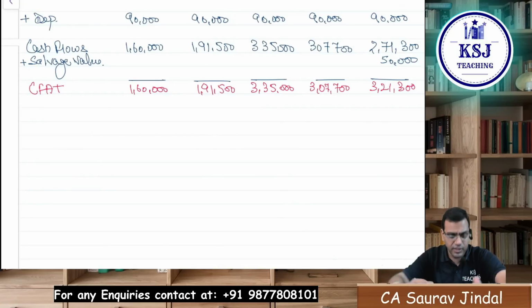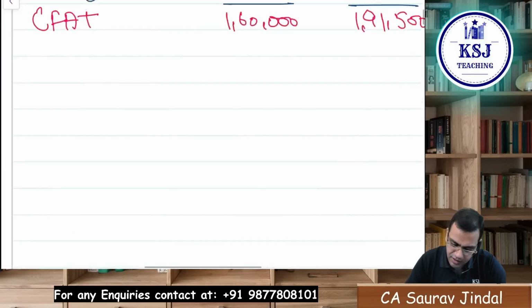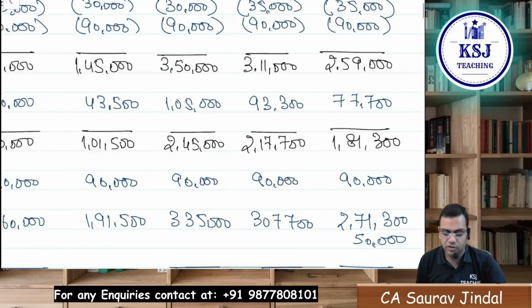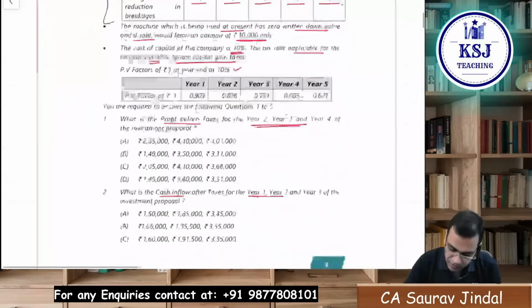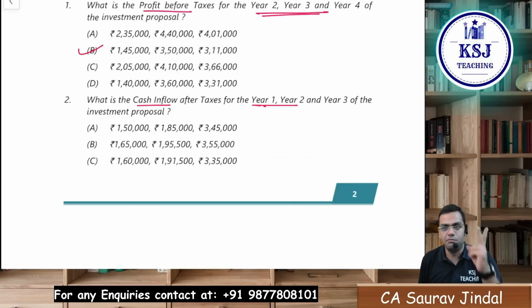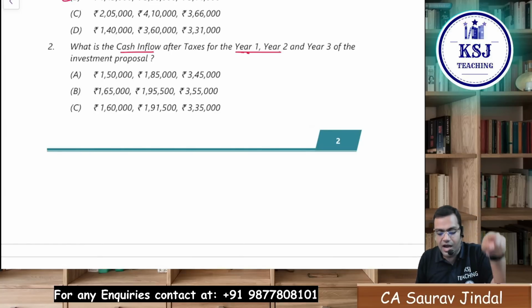Let's first see what are the MCQs they are asking. First MCQ they are asking is profit before taxes for year number 2, 3 and 4. Let's see. Profit before taxes means this one. PBT for year number 2, 3 and 4. 1,45,000, 3,50,000 and 3,11,000. Do we have any option with this? 1,45,000, 3,50,000 and 3,11,000. That is option number B. Clear?